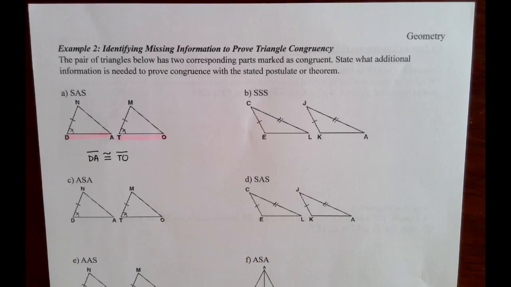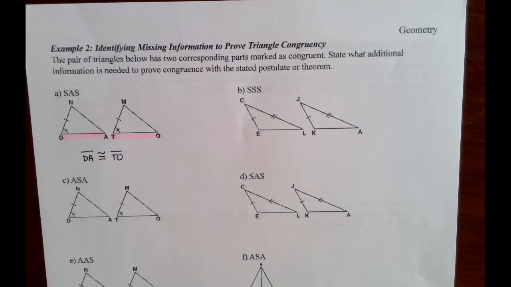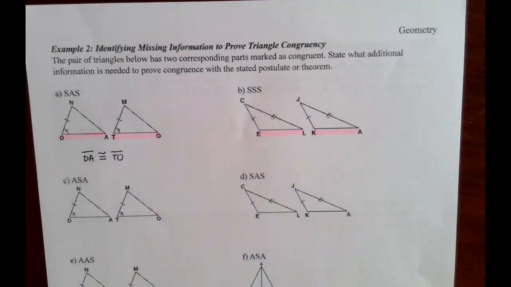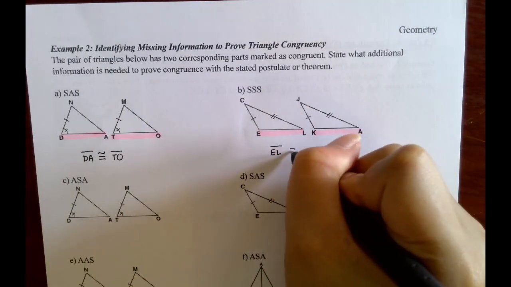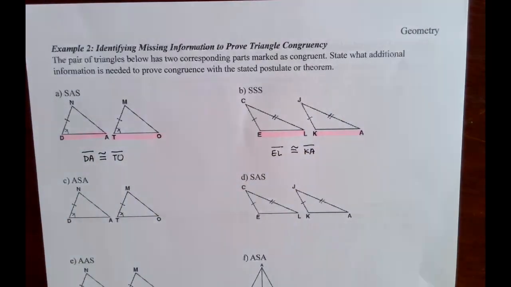Okay. So next one here is side, side, side. So note I have side and side, side and side. The one I'm missing is this third side here. Right. I'm missing it telling me that segment EL is congruent to segment KN.